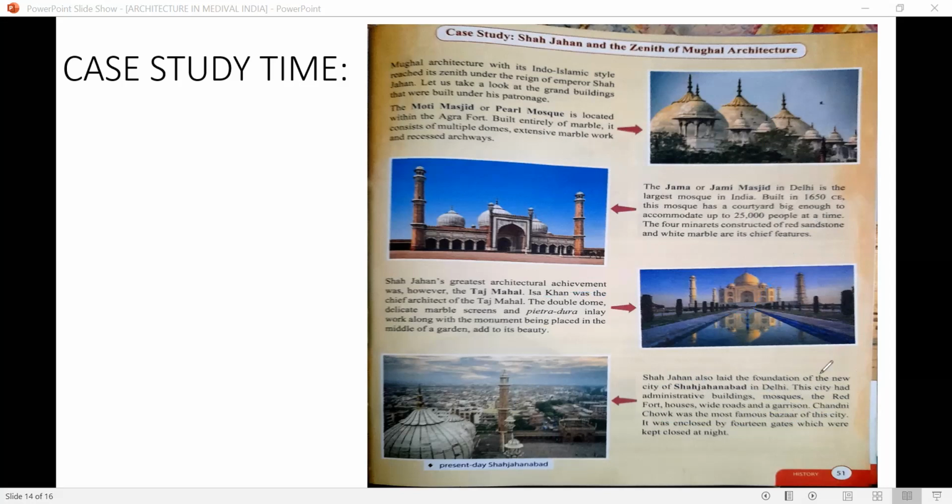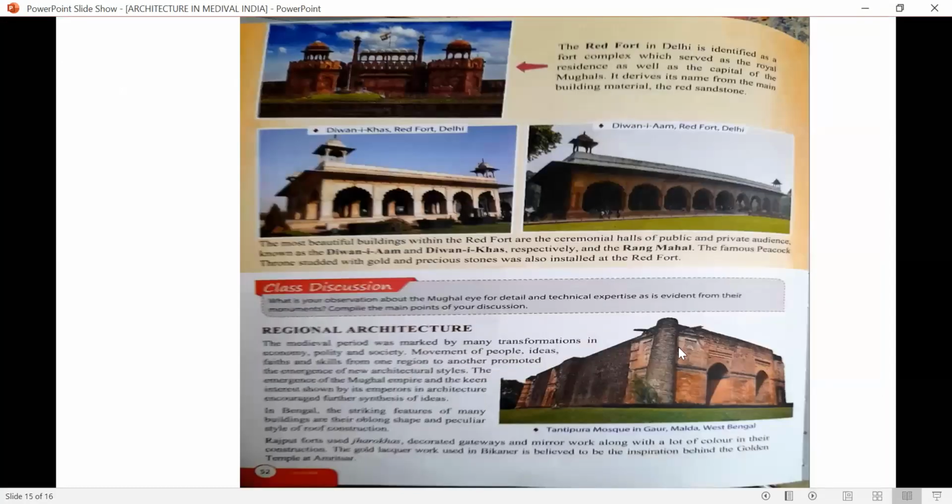Now you might be saying Chandni Chowk, when you go shopping with your mom or dad or both of your parents to Chandni Chowk, right? And also, it was enclosed by 14 gates, which were kept closed at night. So Shah Jahanabad was closed by the 14 gates at night, and in the morning it was opened. So, on the next page, we study more briefly about the case study itself.